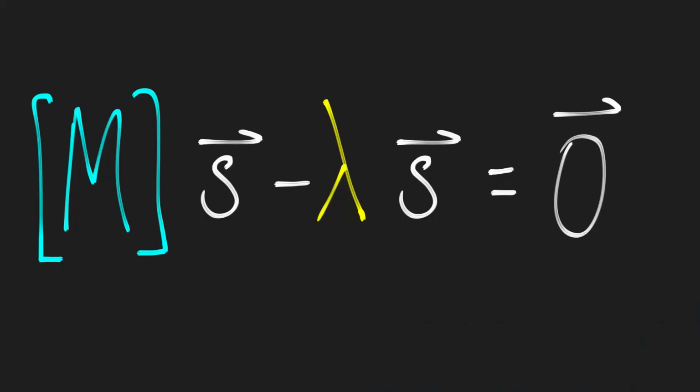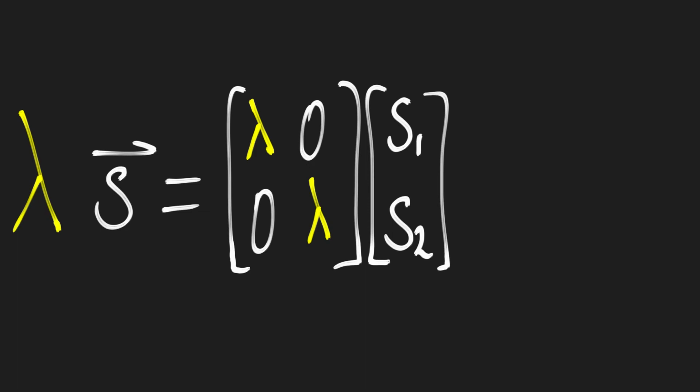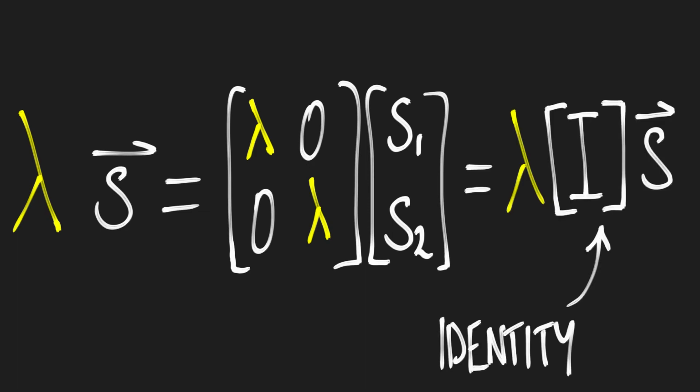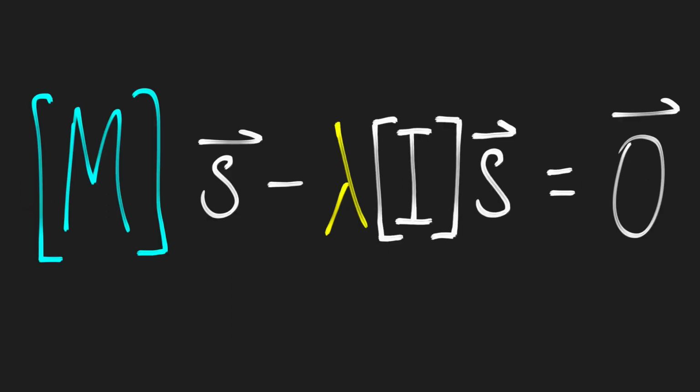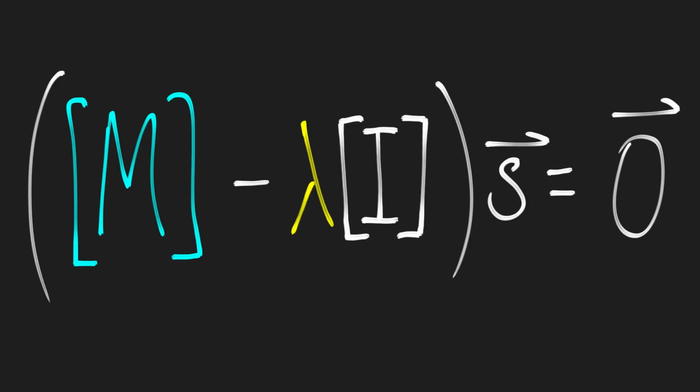So let's move it all to one side, and currently we can't do much more since we've only got one term involving a matrix. We can, however, write the scaling that lambda does to S in matrix form. For the matrix with lambda, 0, 0, lambda, we'll scale our vector S in the same way. And this is just lambda multiplying the identity matrix. Now we can factor out our vector S, leaving it in this form.